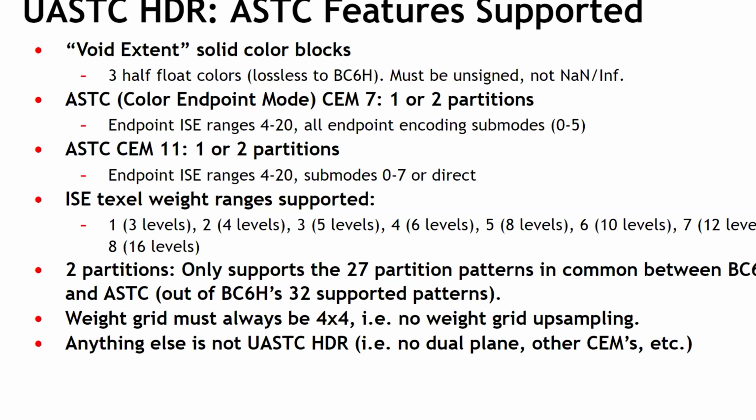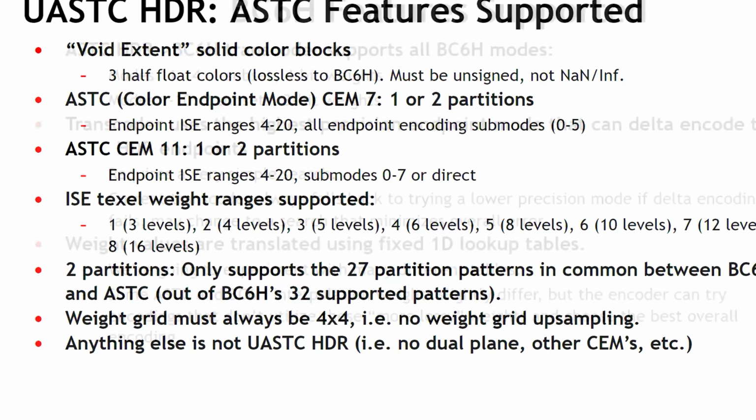We're supporting 2 partitions. However, we're only able to support 27 partition patterns, the ones that are in common between BC6H and ASTC. That's, in practice, not really the big constraint, because BC6H only supports 32 total. The weight grid must be 4x4, so we're not going to support weight grid upsampling, although we've experimented with it, and we could. Anything else in ASTC is not UASTC HDR. So notably, we're not supporting dual plane or any other CEMs. The only other CEMs I think that could be useful would be the luminance CEMs, but the quality gain is hard to justify for the increased complexity.